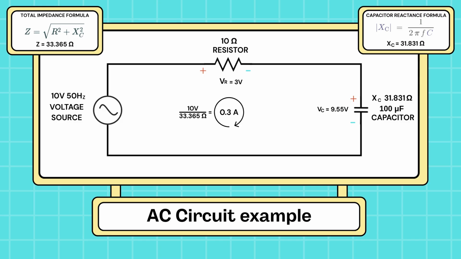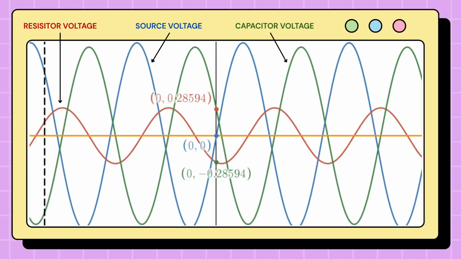In AC, each voltage has a magnitude and phase angle due to the reactance from the capacitors and the inductors. This video clearly shows how the separate voltages across the resistor, capacitor, and source behave in phase form, and at any instant along the x-axis, their phasor sum is always zero.